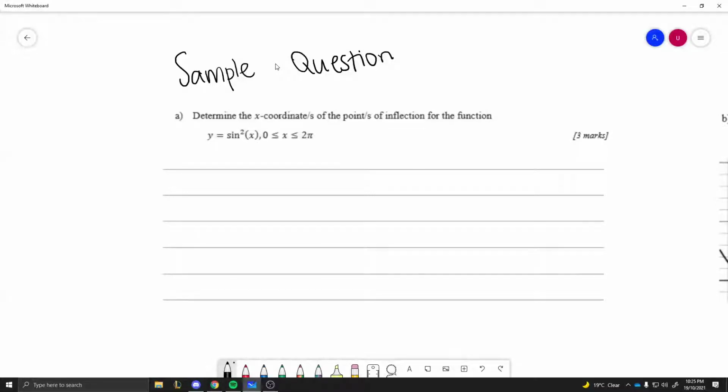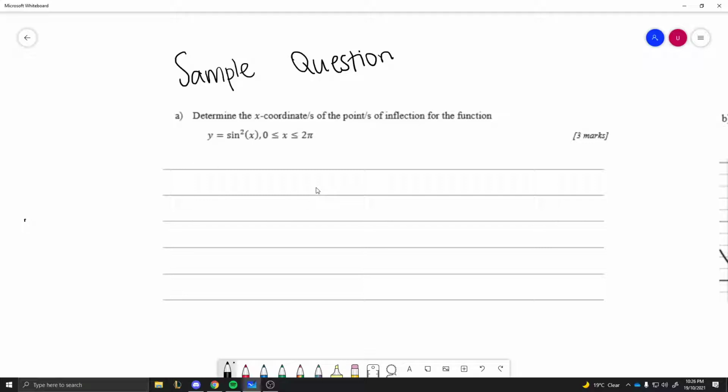Hello, so I've been asked to solve this question without using the Pythagorean method. This question, determine the x-coordinates for the points of inflection for the first function, is considered solvable through the Pythagorean identity, which is sine squared x plus cos squared x equals 1. But it can be solved without that, by using the unit circle instead. So I'm going to show the method on how to solve that.